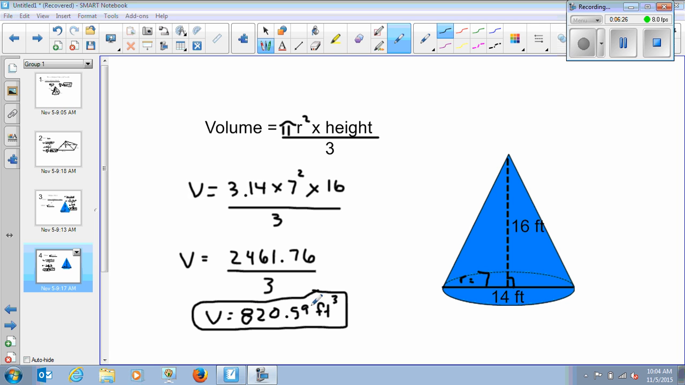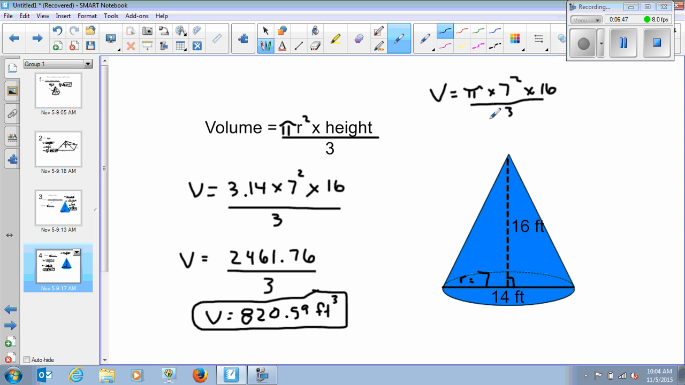Now let me show you how to leave this in terms of pi. Sometimes they're going to ask you to leave it in terms of pi, which means you just leave it pi times 7 squared times 16 divided by 3. So let's see what happens here. I'm still going to do the other math. I'm just not going to multiply it by pi.